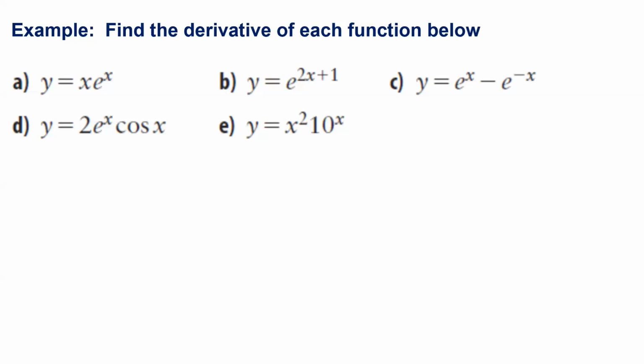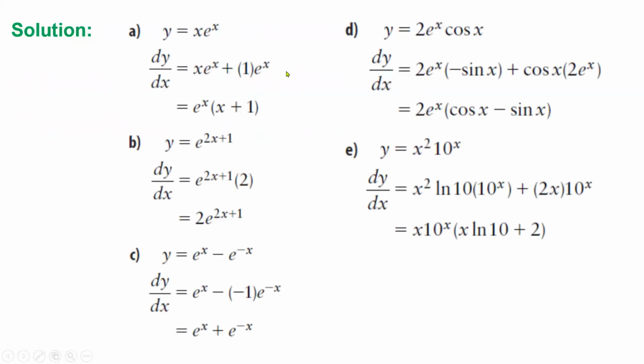Okay, have you finished? Let's have a look at the solution together, okay? The first question is a product of two expressions, so we can use the product rule. So that equals the derivative of the first function times the second function plus the first function times the derivative of the second function, right? So the final solution is e^x times (x plus 1).